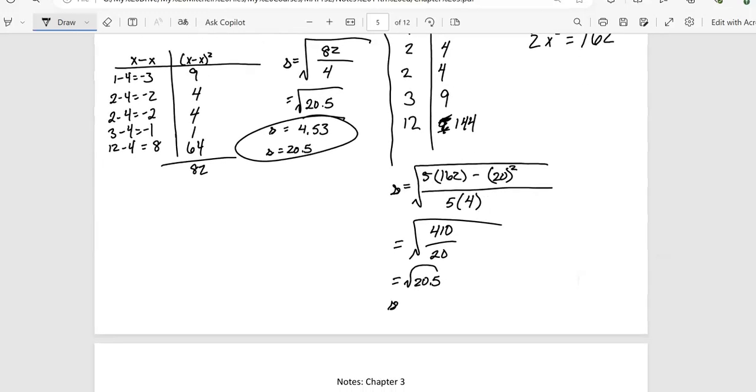So s is the square root of that, which is 4.53. And that's the same thing we had up here. And my variance, when we fix my notation there, is the 20.5, because it would be the stuff under the radical before I take the square root. So you can see either formula is going to give you the same answer. So you've got some options as to which one you're going to use.